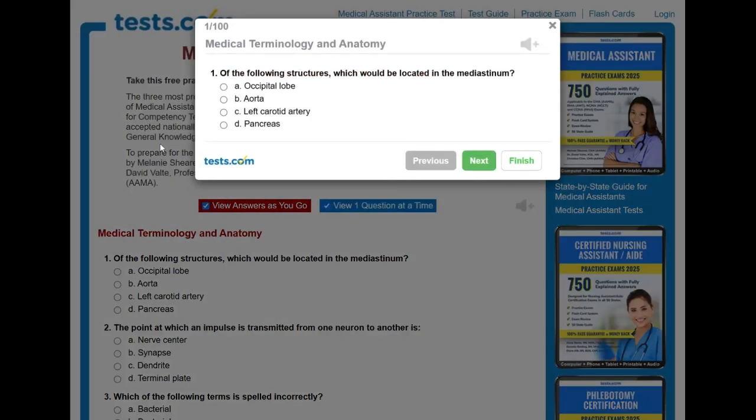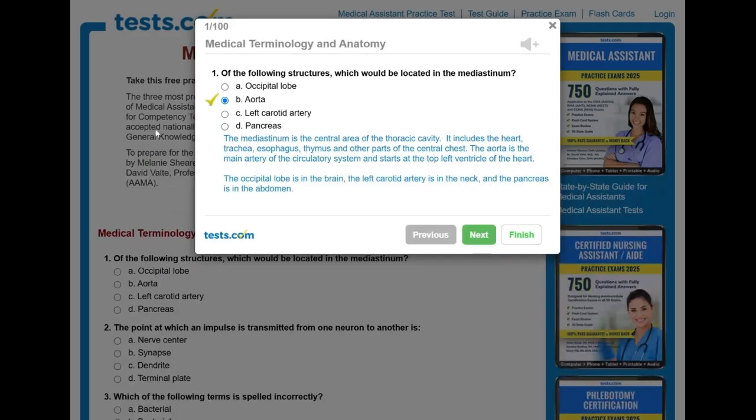Medical terminology and anatomy. Question 1. Of the following structures, which would be located in the mediastinum? A. Occipital lobe. B. Aorta. C. Left carotid artery. D. Pancreas.